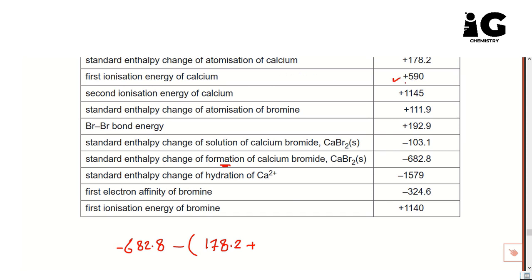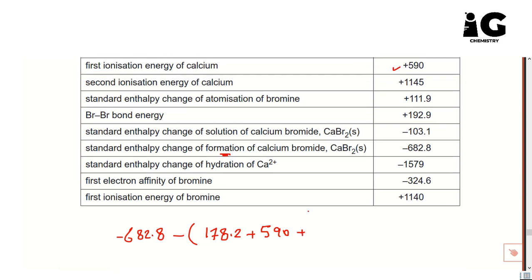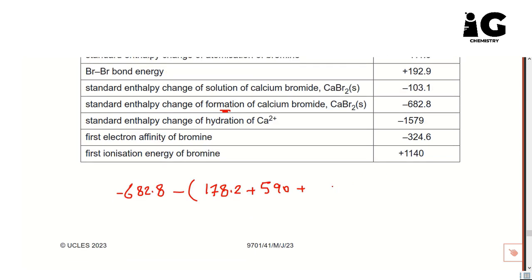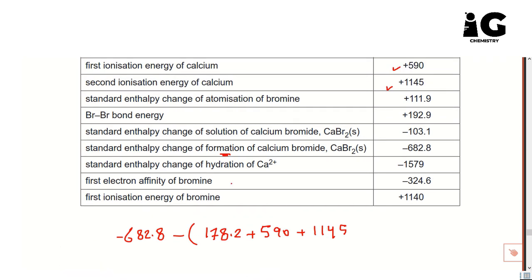Okay, guys, all values are in the table. So this is 590, plus second ionization energy for calcium. So this is also here, 1145. So this is everything for calcium, as you see, is done. Let's also add bromine. So atomization for bromine. So here we have, this is atomization for bromine.